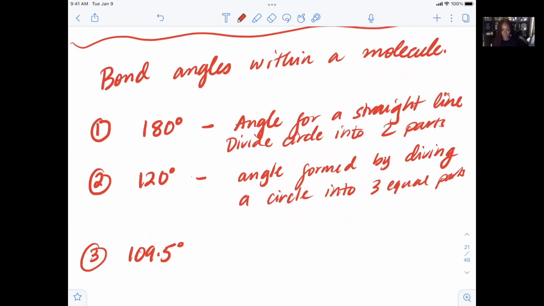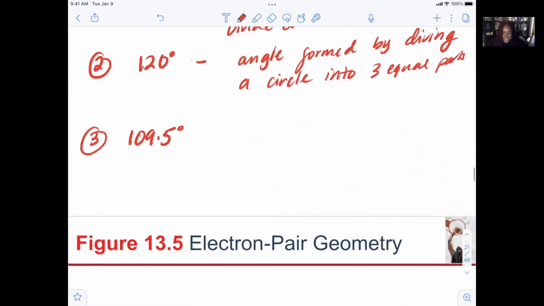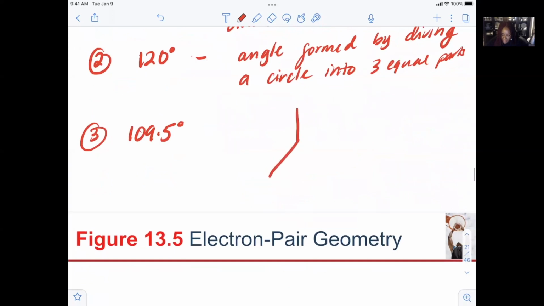The last one, though, you're not dividing a circle. You're dealing with actually a 3D figure. So it will be more like a sphere, and you're dividing this into 4 parts. It's not really slices, but 4 parts like that. So with this one here, we get a tetrahedron. And the bond angle in a tetrahedron is 109.5.